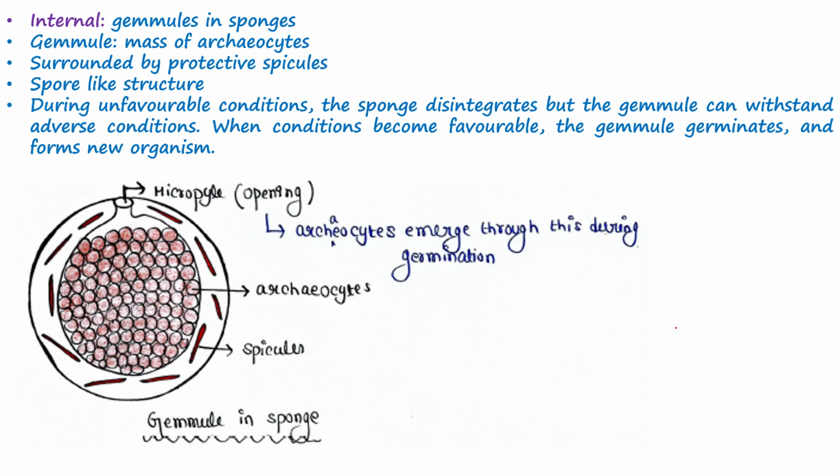Now let's talk about internal budding. Such an example is gemmule formation in sponges. A gemmule is an internal bud which forms inside the body of a sponge. So suppose this is the sponge, or porifera, looks like this, right? If this is a sponge, now gemmules can be generated inside the body.